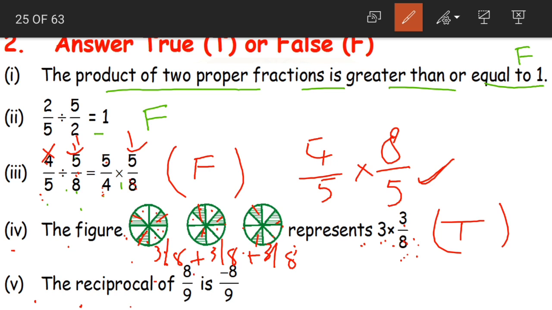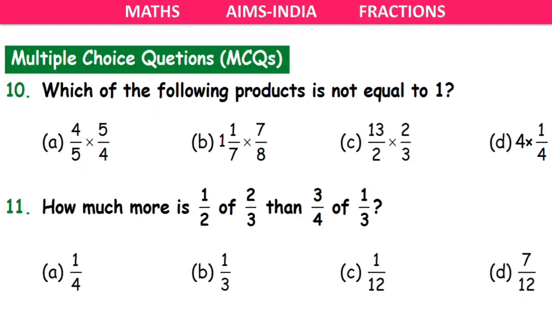The reciprocal of 8 by 9 is minus 8 by 9. Is this true, students? No, this is false. What is the reciprocal of 8 by 9? The reciprocal of 8 by 9 becomes 9 by 8. So this minus 8 by 9 is our false statement. Clear? Moving on to some multiple choice questions.